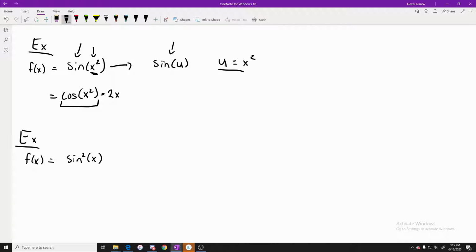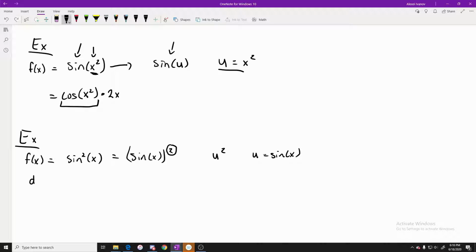So now we have sine squared of x, and we can rewrite it like this as well. So now the entire sine is getting squared, not just the x. So we can identify the outer function as being u squared, where u is sine x, because this squared operator is getting applied to this whole thing. And then we can say that the inner function is sine x in this case. So let's go ahead and apply the chain rule.